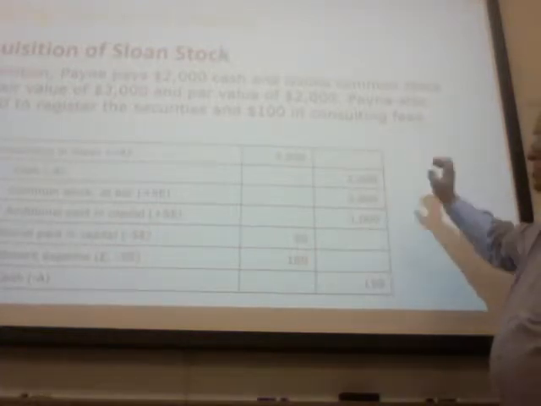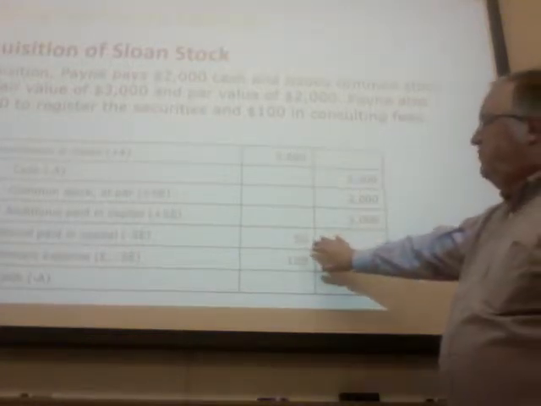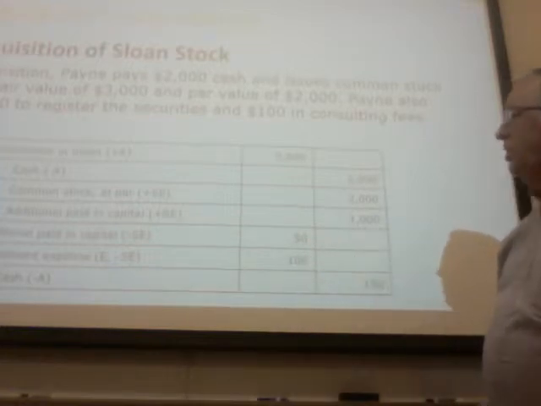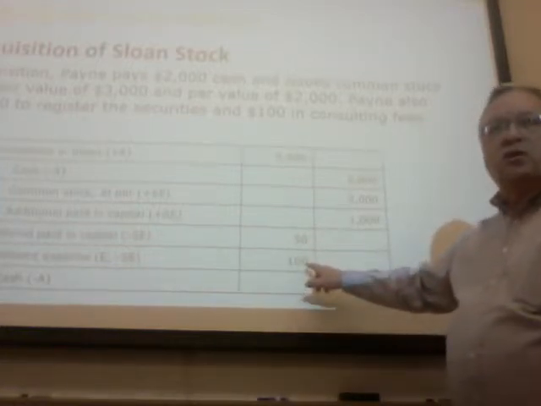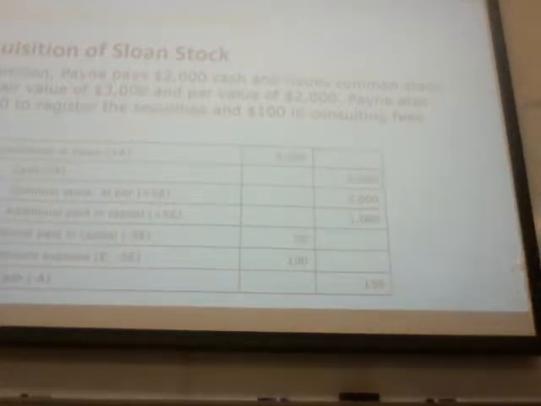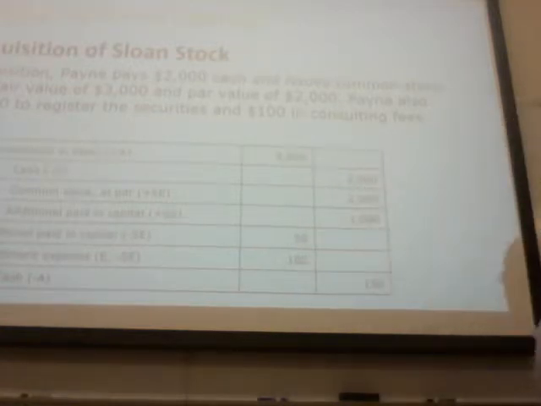So that's our acquisition. Then we've got our investment expenses. There's the $50 to register the securities. It's going to go back against our additional paid in capital. There's our investment expense. It's going to go to the income statement, ultimately end up in retained earnings, and we pay out $150 of cash. So that's how Payne does the acquisition of Sloan stock, and that's the initial recording. The investment in Sloan, $5,000, and everything else falls out.